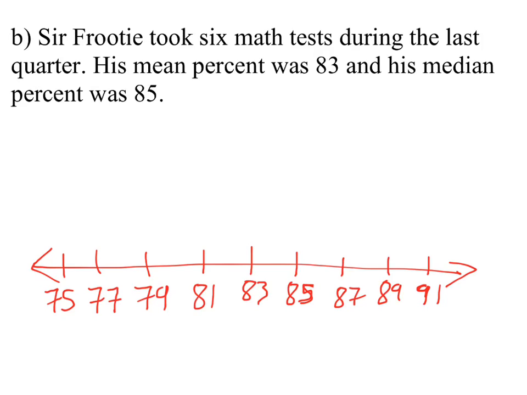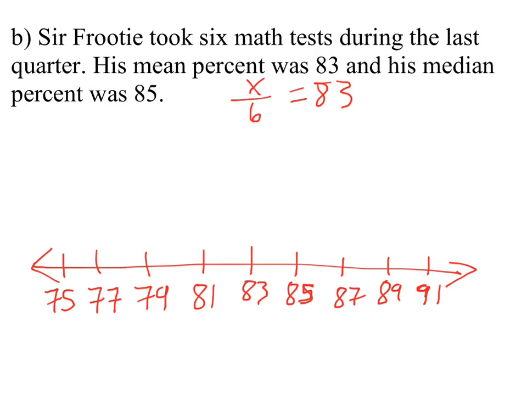If you move on to B, Sir Fruity took 6 math tests during the last quarter. His mean percent was 83, and his median percent was 85. So when you see a mean, that means the average of all his tests. If you took 6 math tests and you add them all up and then you divide by 6, you'll get 83. So some number, when you divide by 6, is going to give you 83. That's the total of all the test scores, this x number.